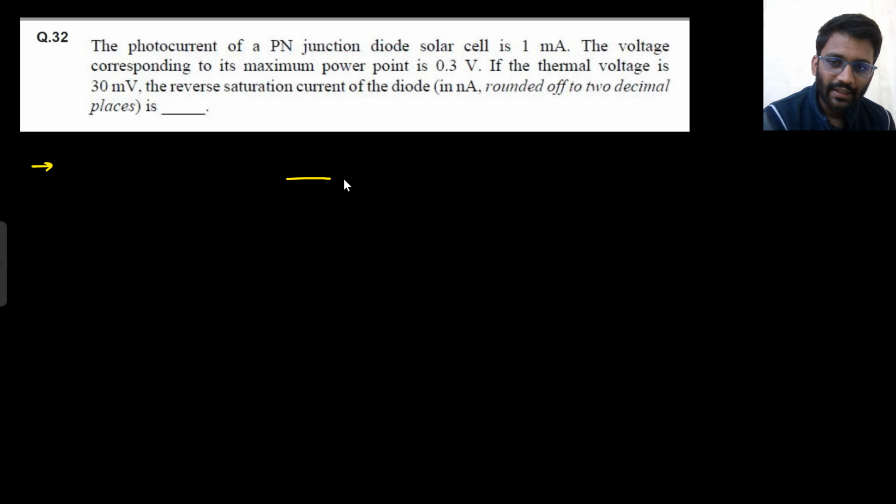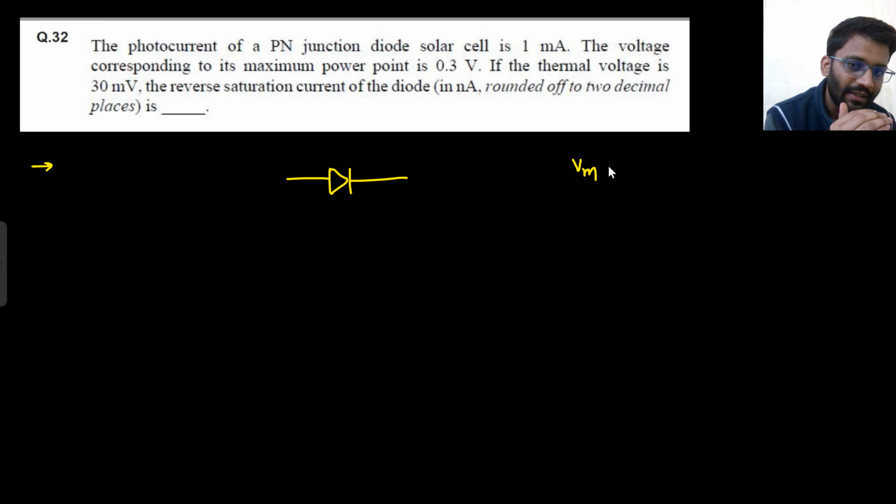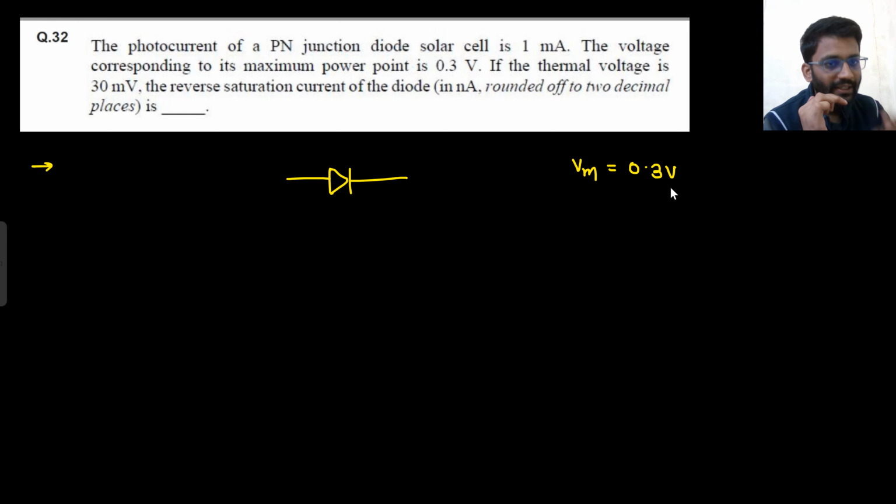So there is a solar cell given, and the photocurrent is given, and the voltage corresponding to its maximum power point is given. That means Vm is given. When the power is maximum, what is the voltage across the diode? This is what is given.